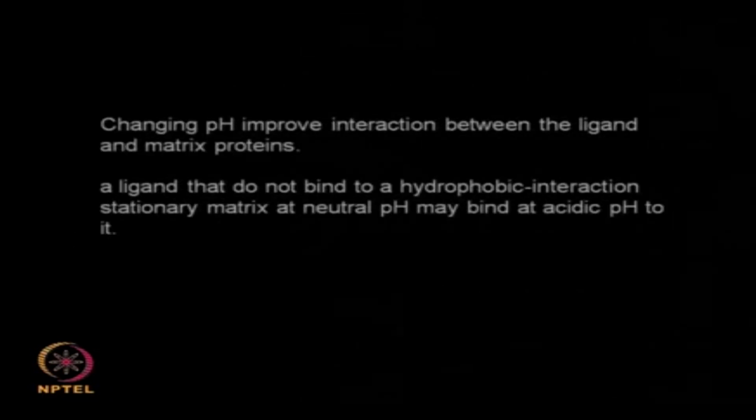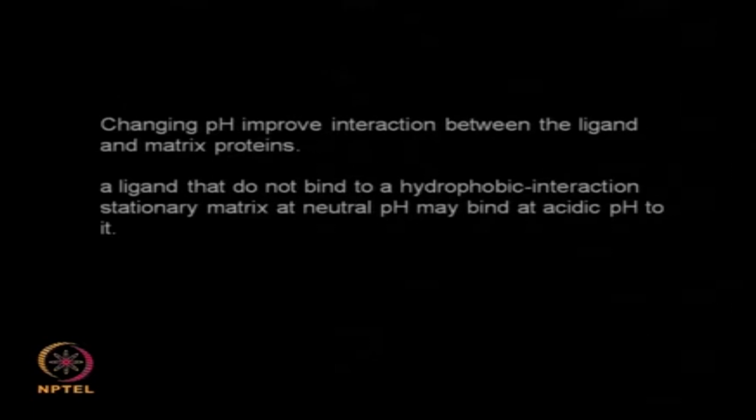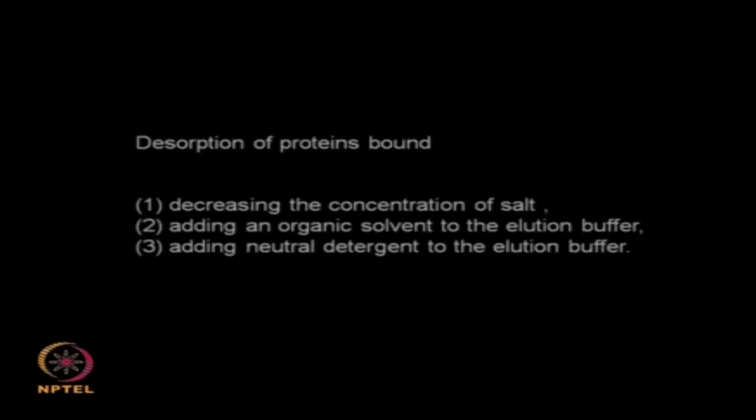So changing pH also improves interaction between ligand and matrix. So we can play around with pH so that we can enhance the interaction. For example, a ligand that does not bind to a hydrophobic interaction stationary phase at neutral pH may bind to it at acidic pH, okay. So I can make it slightly more acidic so that I can make the protein bind to the stationary phase, whereas it might not be binding at the neutral pH.